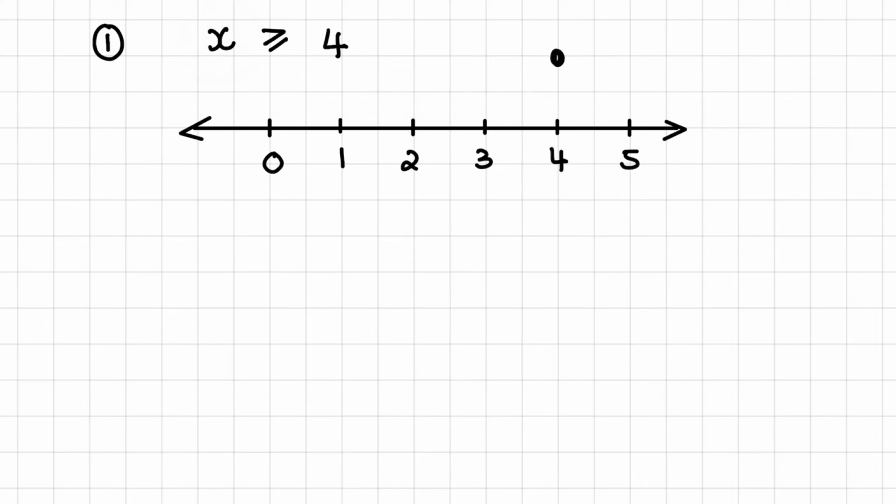So if I start at 4, I want to move even more towards the right hand side to bigger and bigger values. So that includes 4 because we have equal to 4, but also values that are to the right of 4 like 4.1, 5, 6, 7.5, or any value that you can think of that is bigger than 4. So that is the bigger side in our inequality.